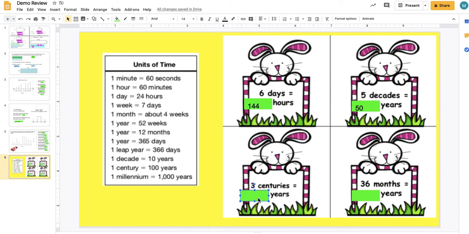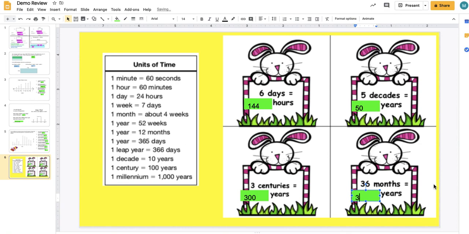3 centuries, how many years? Well, a century is 100 years. So 3 centuries is 300 years. 36 months. I know that there are 12 months in a year. So for 36 months, I know I need to do 36 divided by 12. 12 plus 12 plus 12 equals 36, or 36 divided by 12 would give me 3 years.